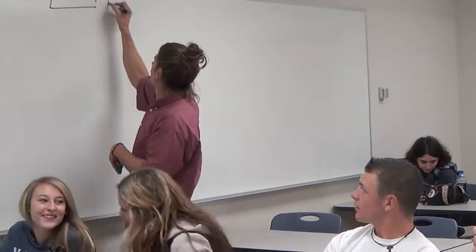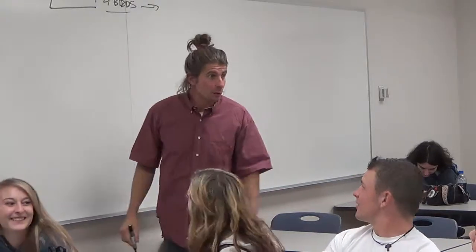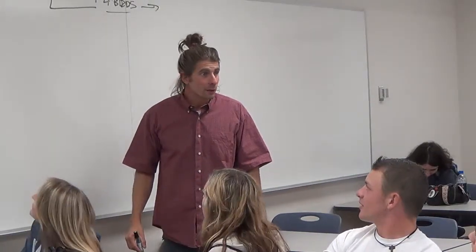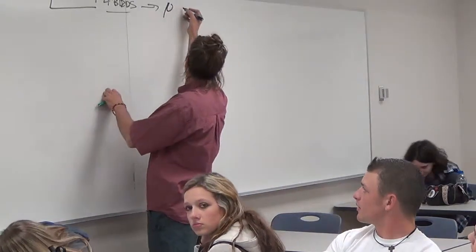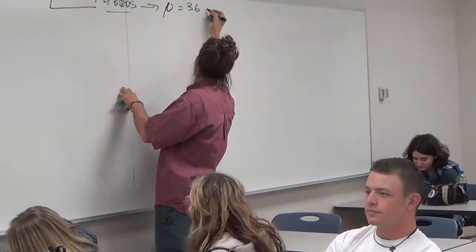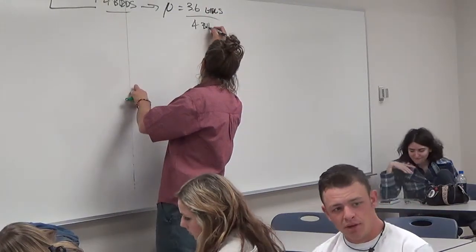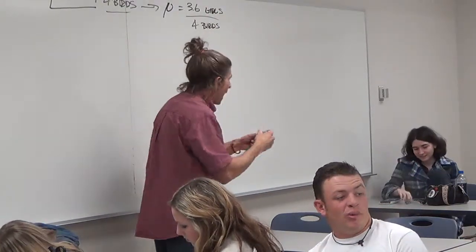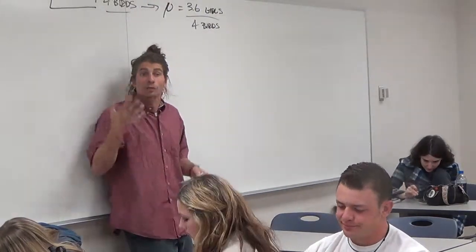4 birds. Let's go straight to the average, because we know what it's going to be. 3.6 girls per 4 birds. Your average number of girls is going to be 3.6 girls per 4 birds, because every time you add another bird, you're adding 9/10 of a girl. Okay, so you can use this as good information.